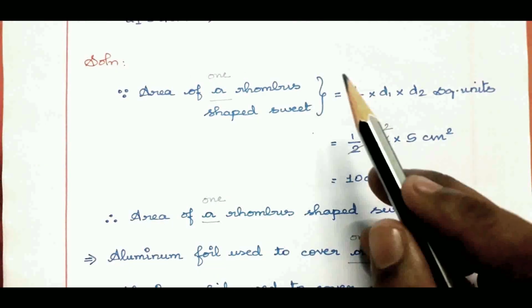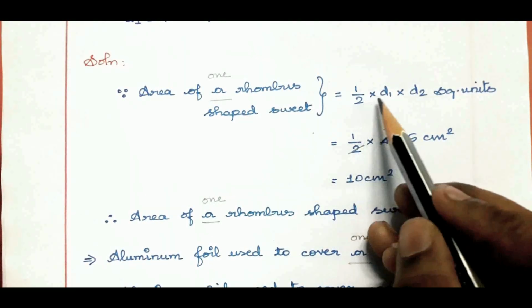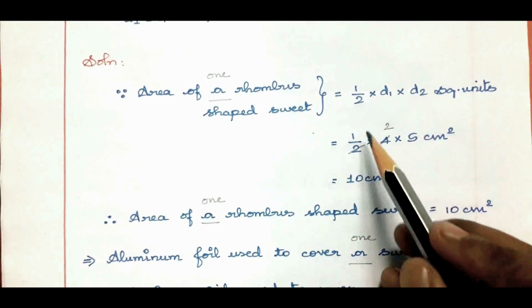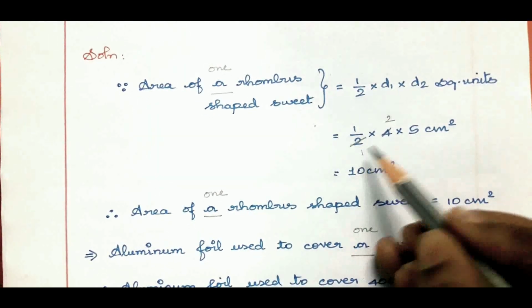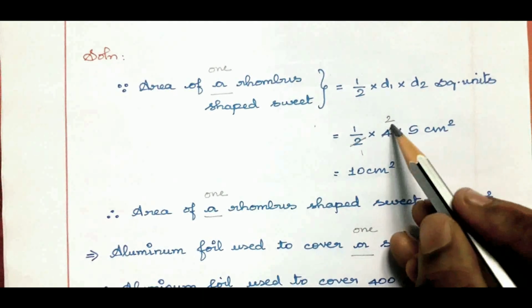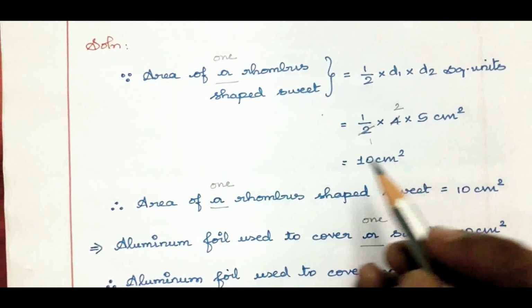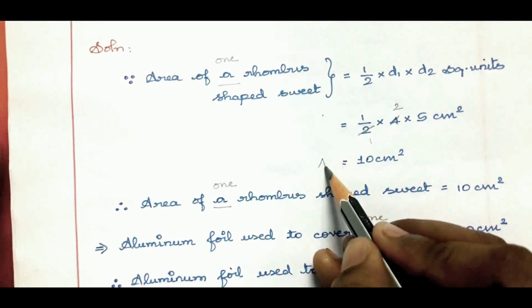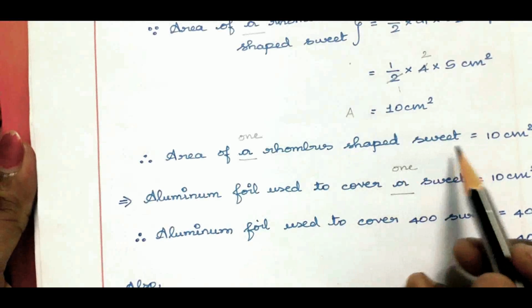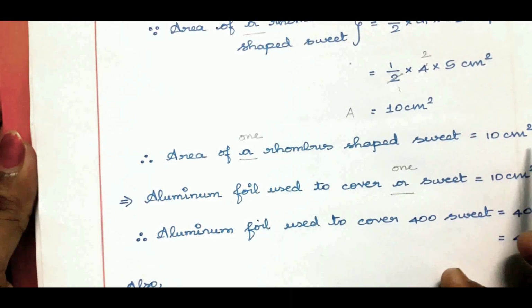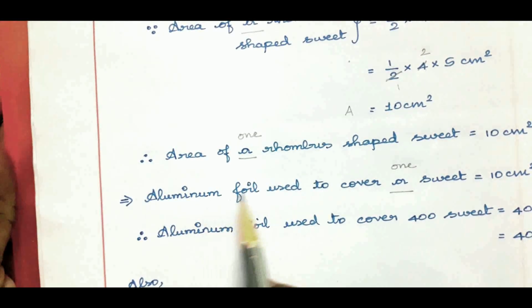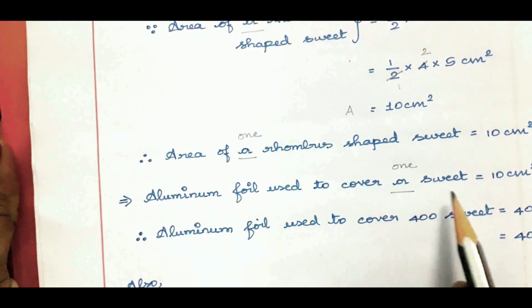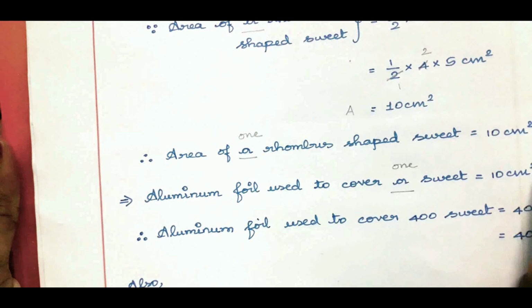So now we are going to find the one sweet area. As per the question, we know that the formula is half into d1 into d2. So half, d1 is 4 and d2 is 5. Half of 4 is 2, and 2 into 5 is 10. So for one sweet the area is 10 centimeter square. Therefore, the aluminum foil used to cover a sweet is equal to 10 centimeter square.